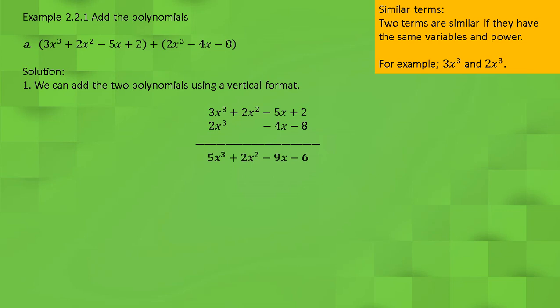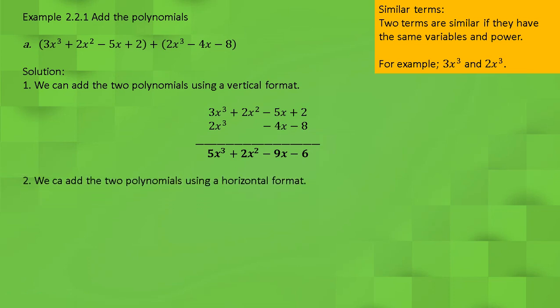And then, you can do the addition. Okay, so 3 plus 2, that's 5. Just copy the variable and its exponent, plus 2x squared. Just bring it down. And then we have negative 5x plus negative 4x. When we add, same sign, you can just add it and then copy the sign. That's why it's minus 9x. And then 2 plus negative 8, that's negative 6.